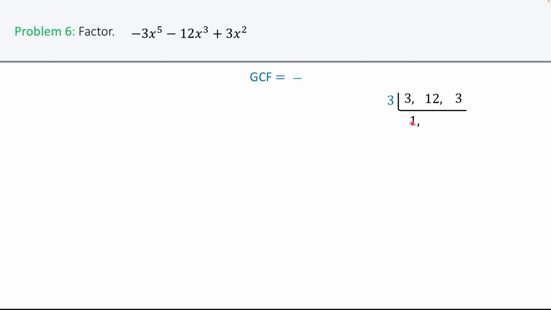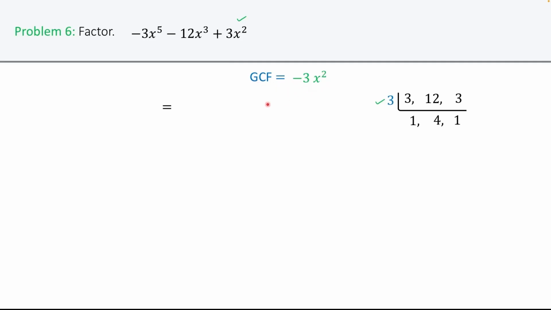3 divided by 3 is 1. 12 divided by 3 is 4. 3 divided by 3 is 1. 1, 4, 1. These numbers cannot be divided by any number. So the greatest common factor of the numbers is 3. Now look at the variable. You have x to the 5th, x to the 3rd, and x to the 2nd. 2 is the smallest exponent. So the GCF of the variable is x squared. So the GCF is negative 3x squared.